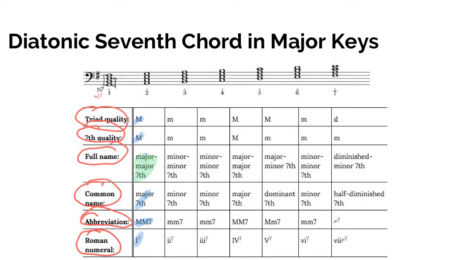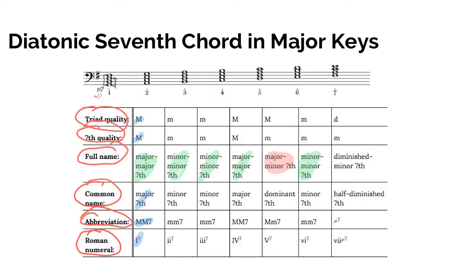So the 2 chord is a minor 7th, the 3 chord is a minor 7th, the 4 chord is a major 7th, and then here's our dominant chord, our major minor 7th, which is going to be super important coming up. And then we have our minor 7th, and then we have our diminished chord here.